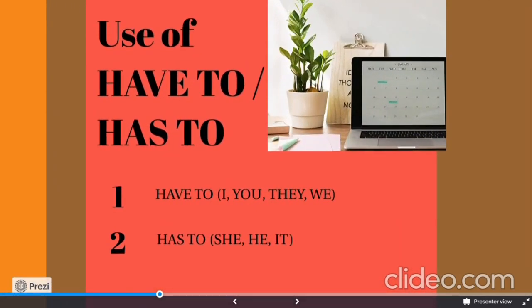And what is the difference between have to and has to? The difference lies in the use. Have to is used with subject I, you, they, we, while has to is used with subject she, he, it.